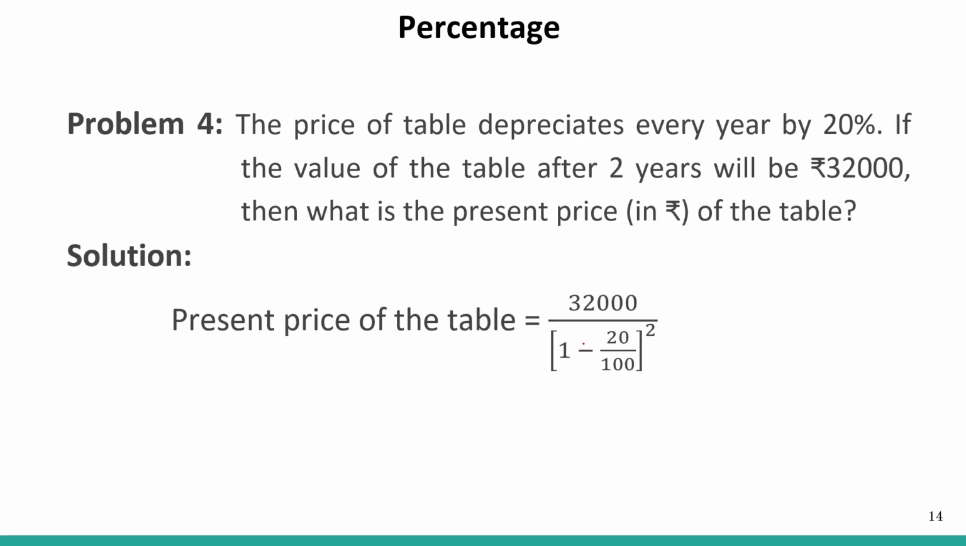So the present price of the table is 32,000 by 1 minus 20 by 100. We can also do this manually, but let's focus on the general formula method. So 32,000 by 1 minus 20 by 100 whole square. This is minus here. In the previous question, since there was appreciation, that's why we added things here, but in this case it will be subtracted.